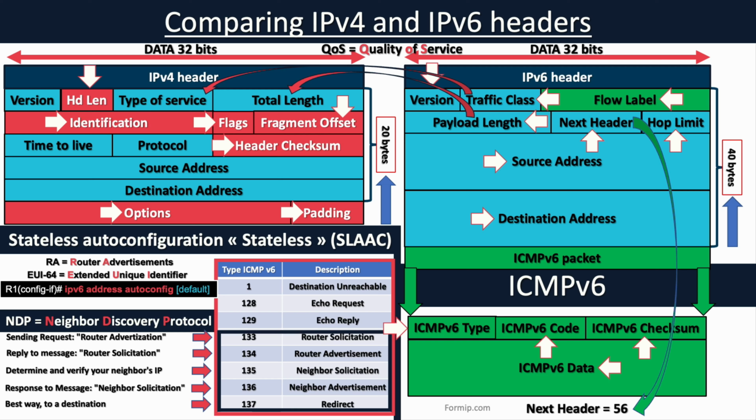The ipv6 address autoconfig command enables stateless auto-configuration on router interfaces. And if we add the default keyword, the router will designate itself as the default gateway for this link.